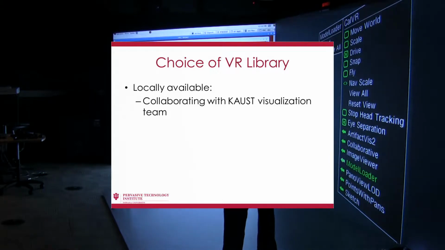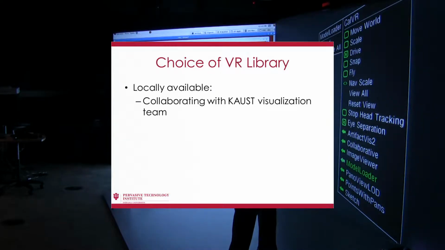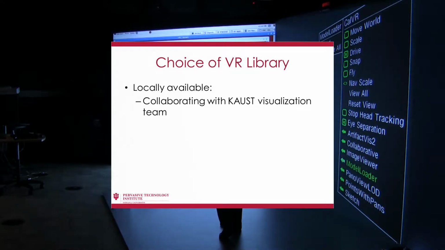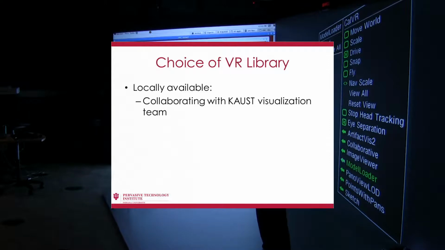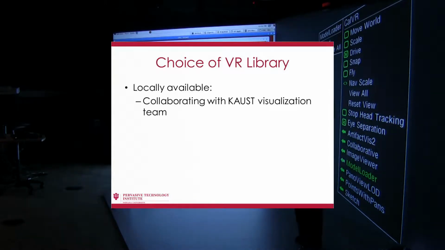All right, so the choice of VR library is back to why did Artifact 2 Viz choose CalVR? Well, the KAUST visualization group basically was seeded from the group at Cal IT2. The guy directing the visualization group there came from UC San Diego and then subcontracted back to UC San Diego for support. And so basically CalVR is part of that support.